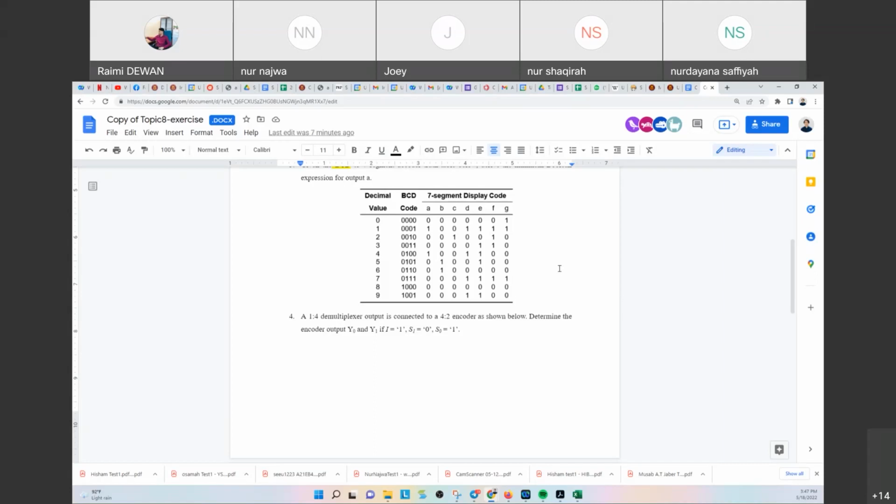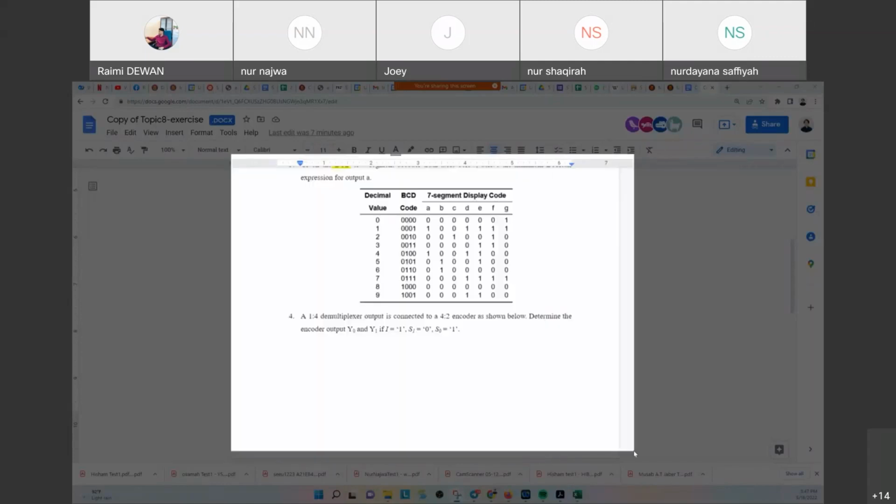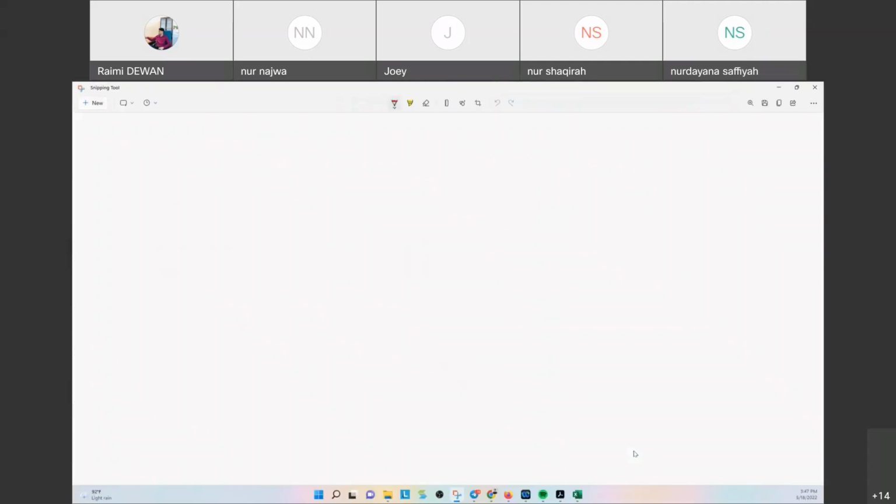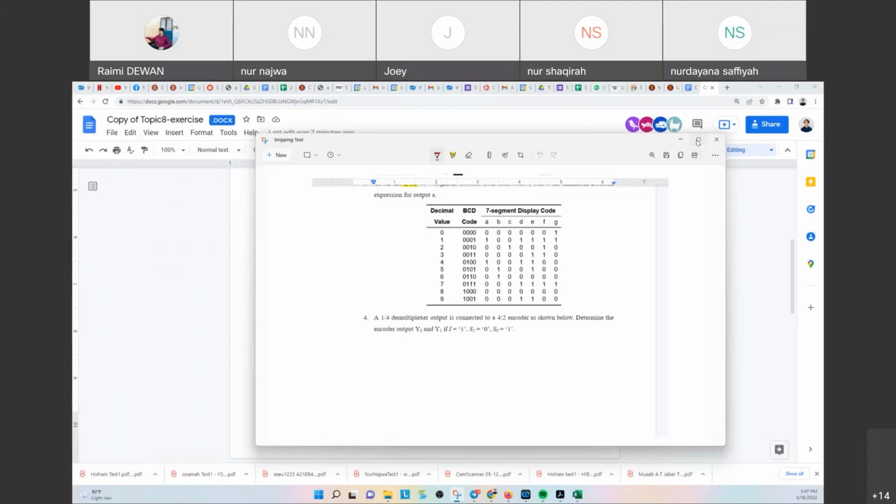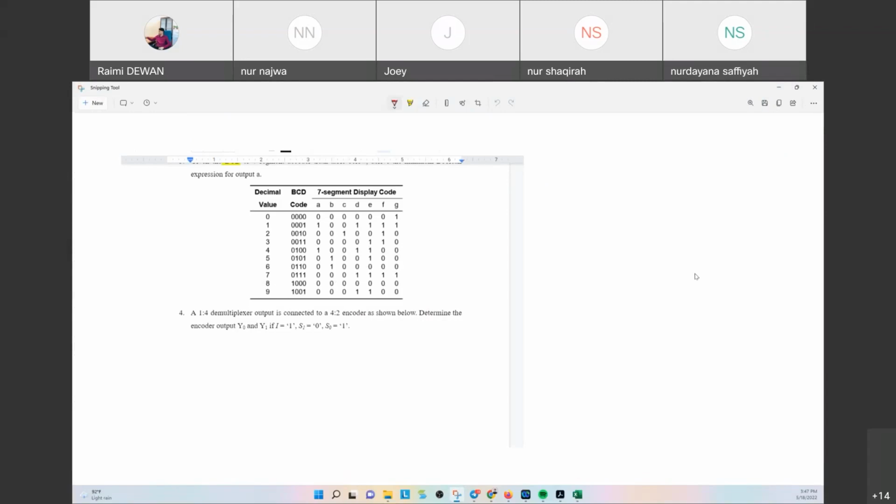Shaira says input, yes, input, but it's not complete, only one. Osama is correct: input, output, and selector data. It must have input data, selector data, and output data. First, we want to know whether a multiplexer is less to many or many to less.